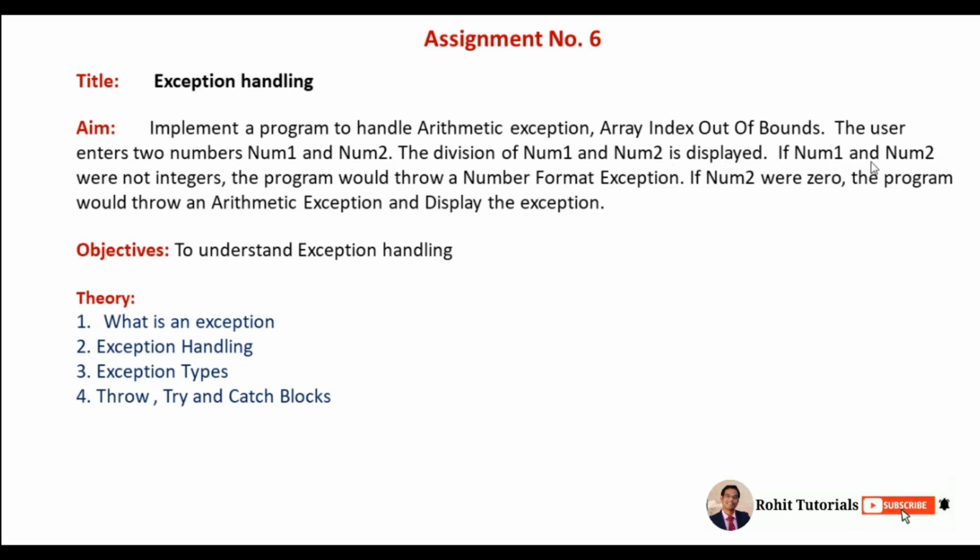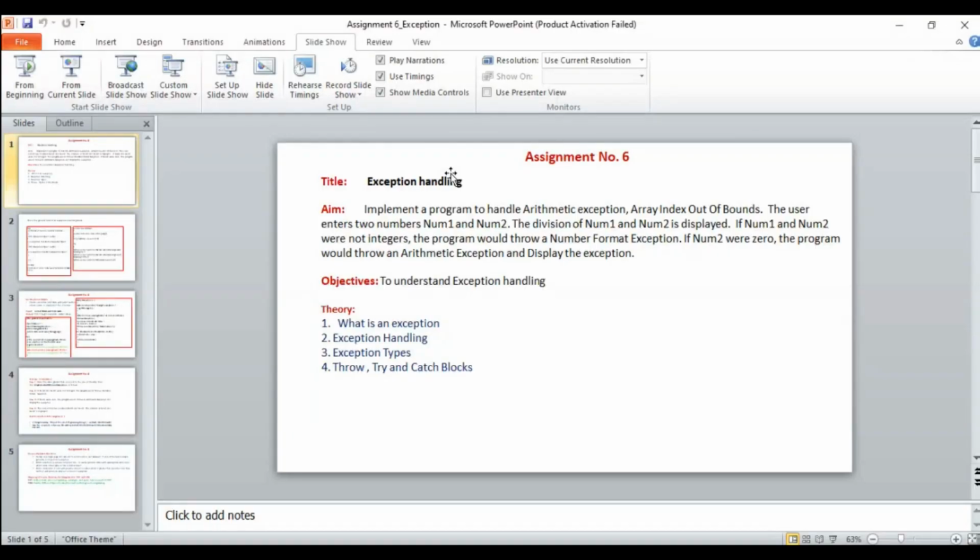If number 1 and number 2 were not integers, the program would throw a number format exception. If number 2 were 0, the program would throw an arithmetic exception and display the exception. So we are going to display the exception as well as handle the exception in this practical by using try and catch. So let's move towards the practical session.